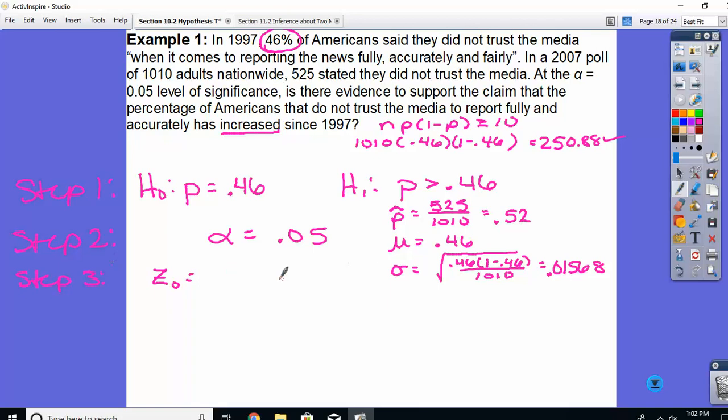So z is your p hat minus your mean over your standard deviation.